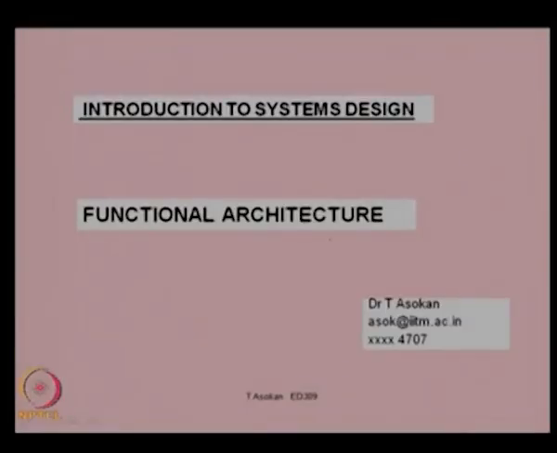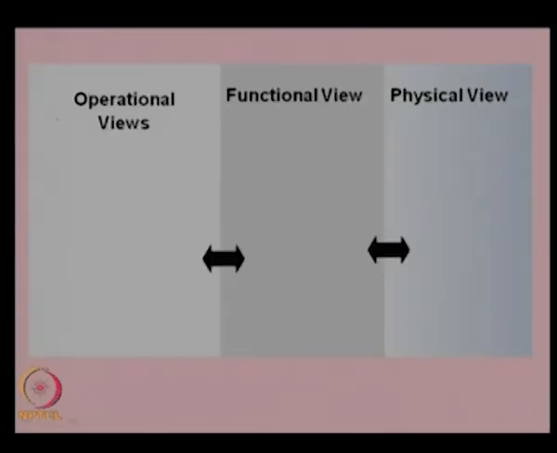So if you look at the system architecture, you can see that there are three different views for a system. The first one is the operational view, the other ones are the functional view and the physical view. So any engineering system, we can look at from these three different perspectives.